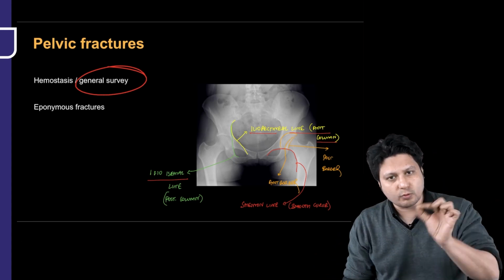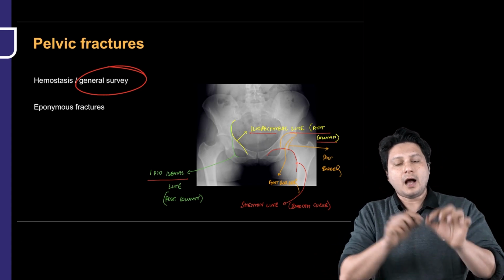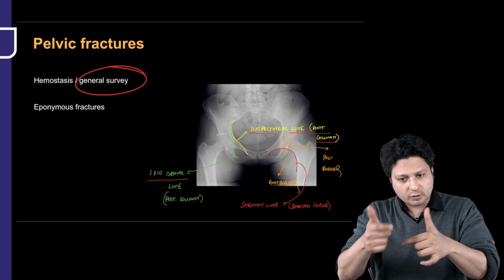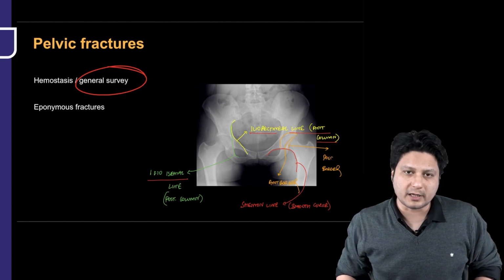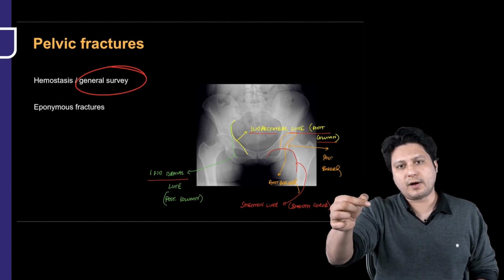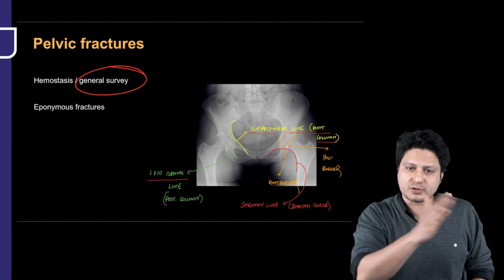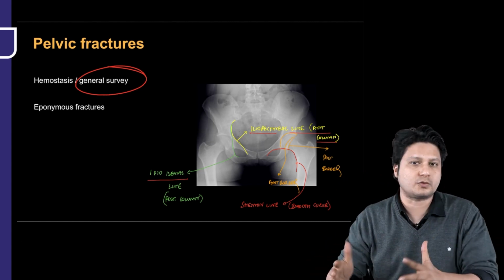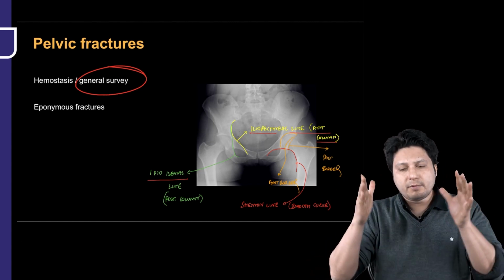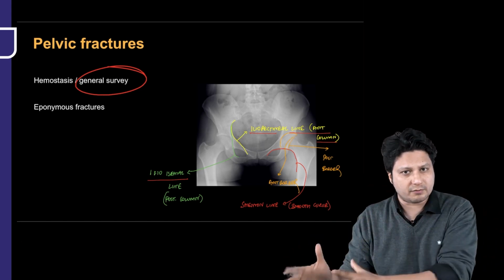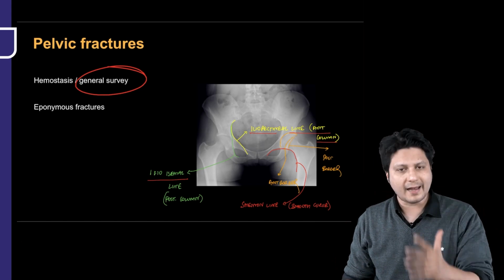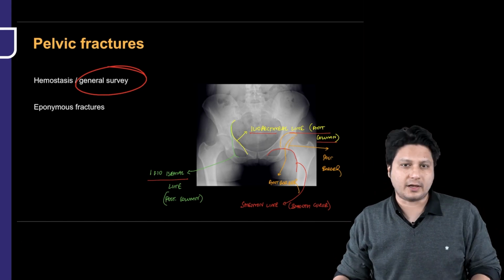In that case, you have to apply a Foley's catheter in order to look at the passage and the color of the urine coming out, because it might signify the bladder injury which could be associated with the pelvic fracture. So before you even go for stabilization of the pelvic fracture, the basic generalized survey of the patient for shock as well as for bladder injury is essential.